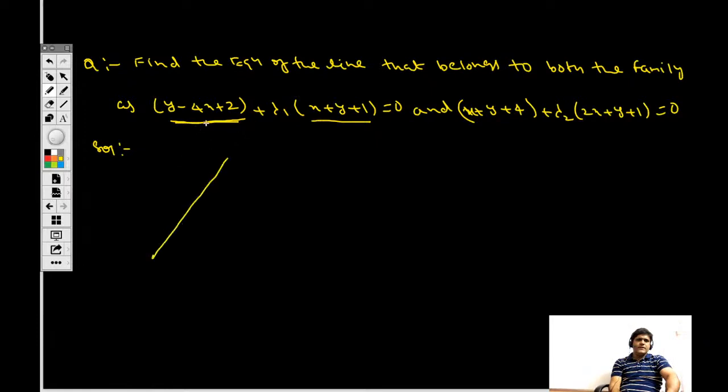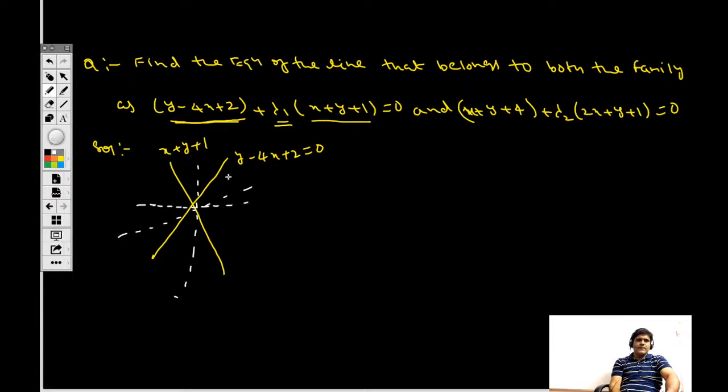First one is L1, that is y minus 4x plus 2 equals 0, and this one is L2, that is x plus y plus 1 equal to 0. So this is the family. Lambda is a parameter, therefore it represents infinitely many lines. This family contains infinitely many lines, because lambda 1 is the parameter.